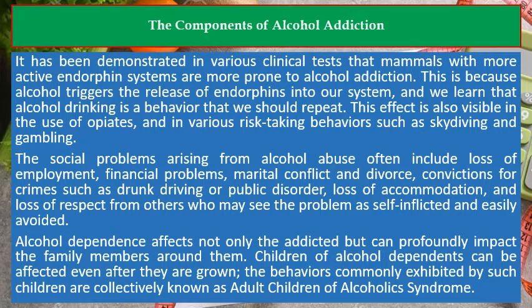The social problems arising from alcohol abuse often include loss of employment, financial problems, marital conflict and divorce, convictions for crimes such as drunk driving or public disorder, loss of accommodation, and loss of respect from others who may see the problem as self-inflicted and easily avoided. Alcohol dependence affects not only the addicted but can profoundly impact the family members around them. Children of alcohol dependence can be affected even after they are grown. The behaviors commonly exhibited by such children are collectively known as adult children of alcoholics syndrome.